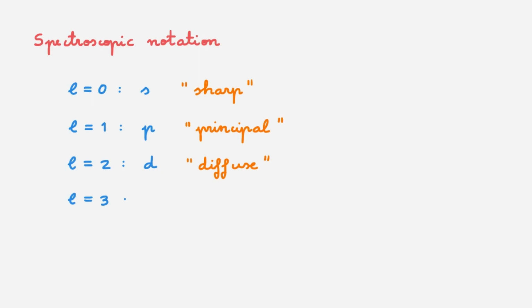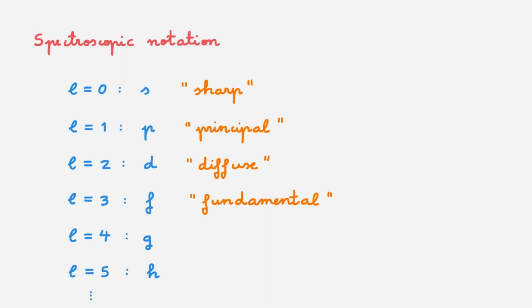The L equals 3 states are described by the letter F, and the label comes from the word fundamental. And all subsequent entries are followed alphabetically. So L equals 4 would be G, L equals 5 would be H, and so on. Fun fact, the letter J is actually omitted because it can be confused with the letter I. But for most applications, you will never really need to go beyond the F label anyway.